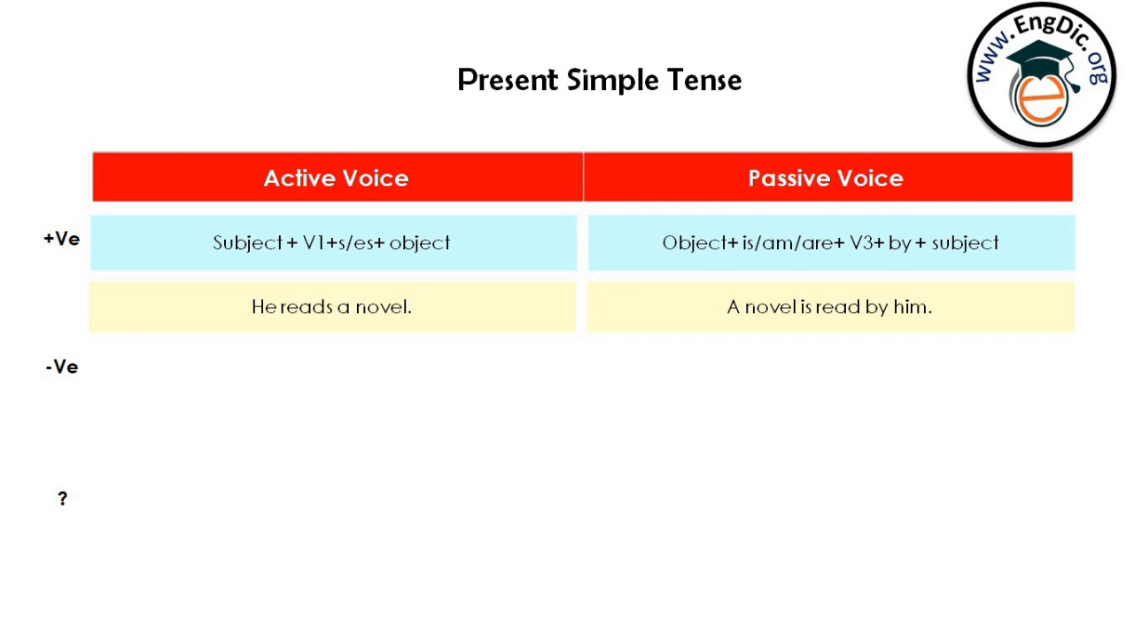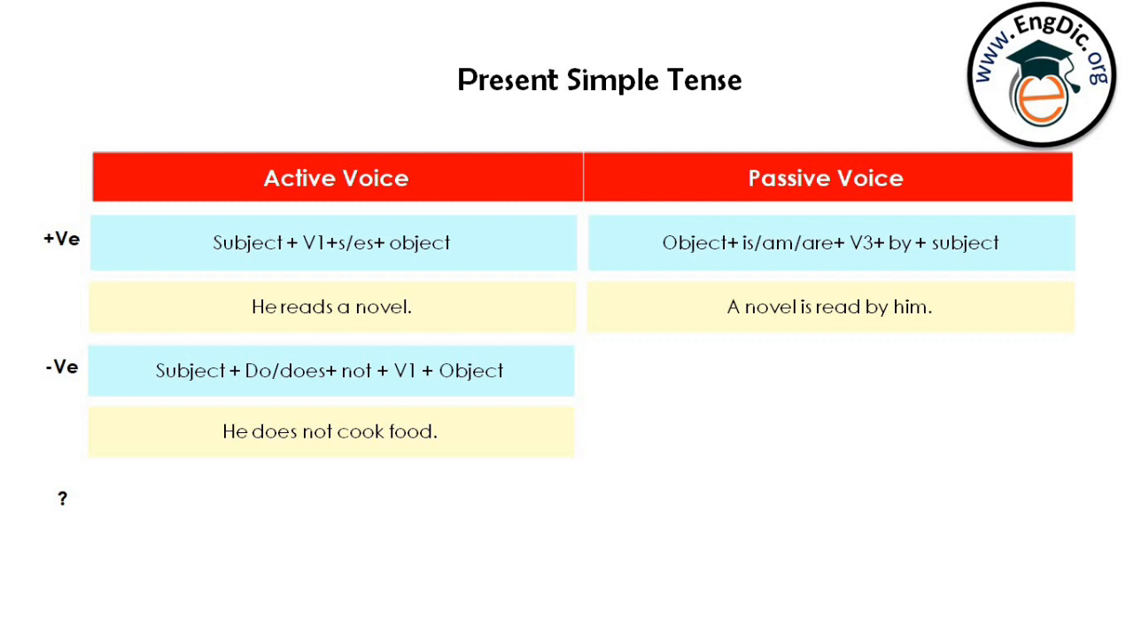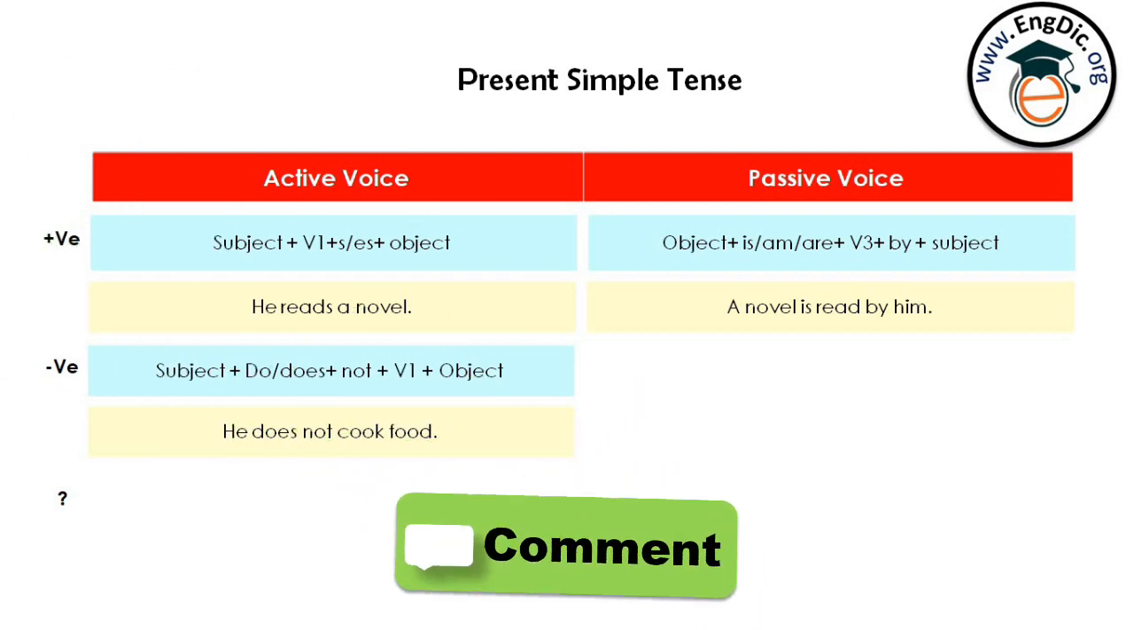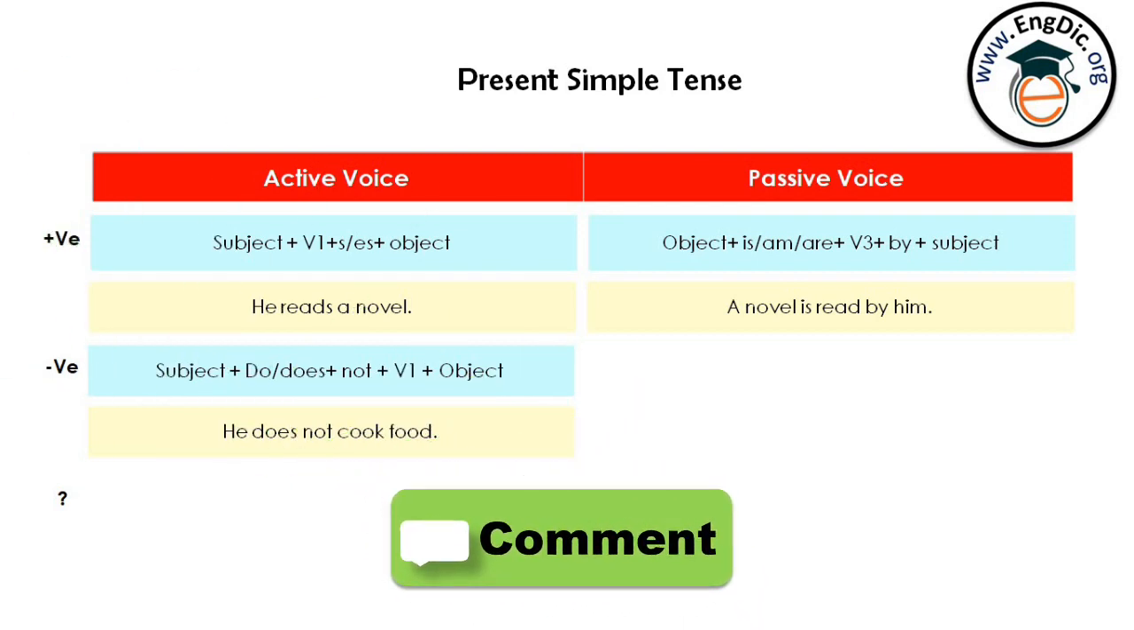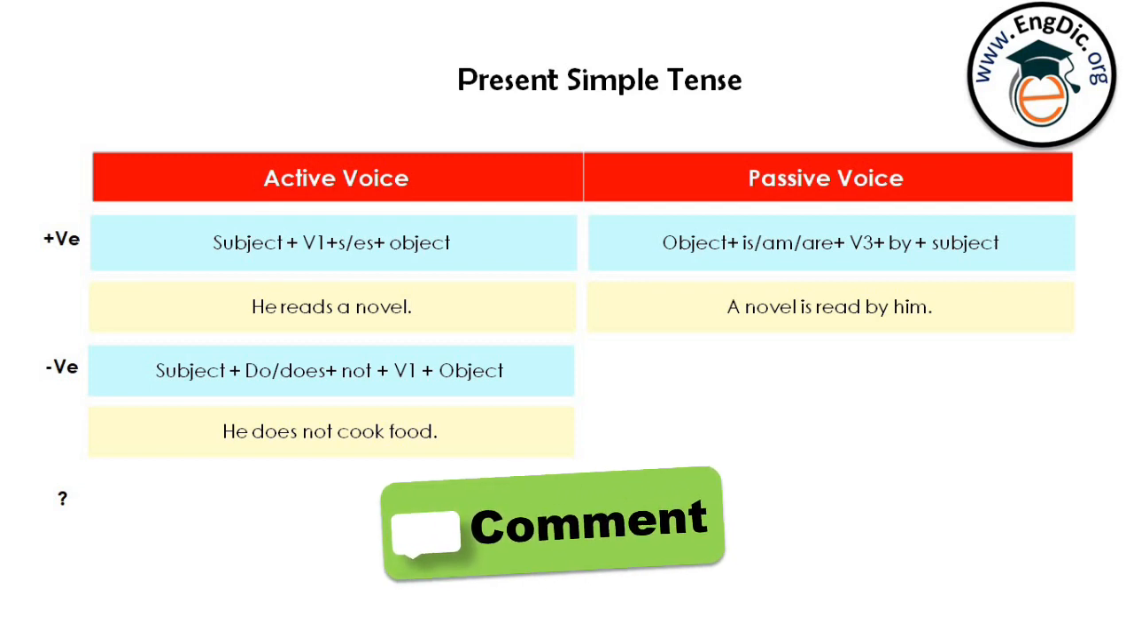Now, the negative sentences of present simple tense. First we have to put the subject. Just a simple addition is that we have to put do not, does not. Then we have to put the first form of verb and then the object. Subject, do not, does not, first form of verb and object. He does not cook food.